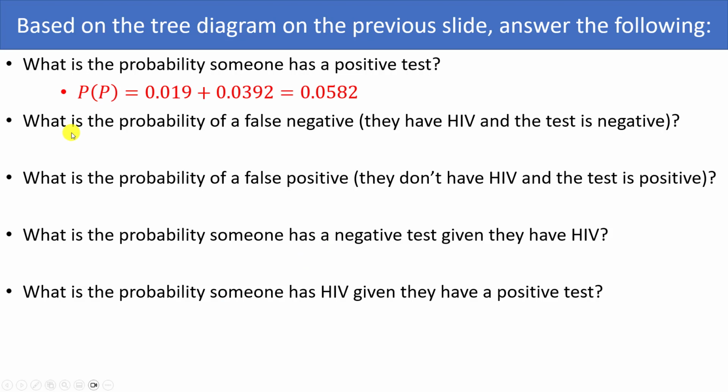Next, we are asked, what is the probability of a false negative? They have HIV and the test is negative. Well, that's just asking for the probability of H and P complement, right?